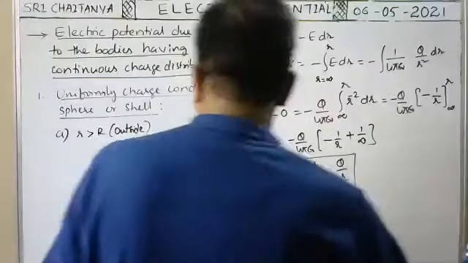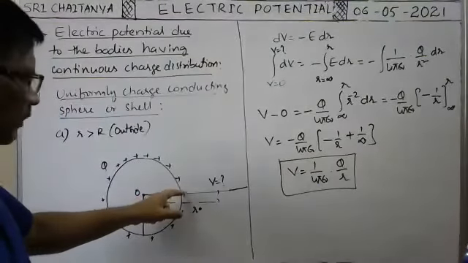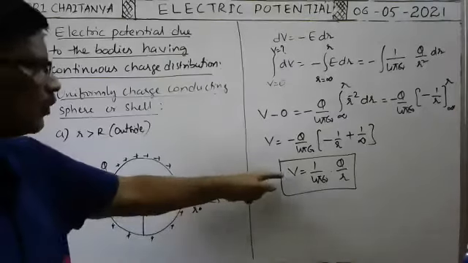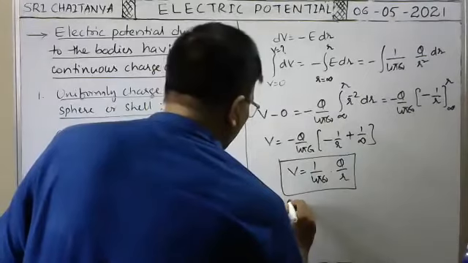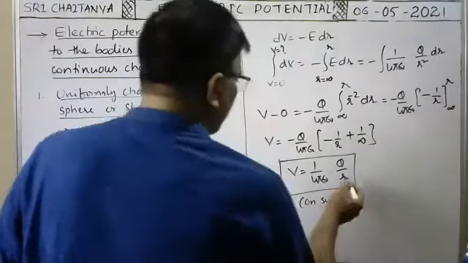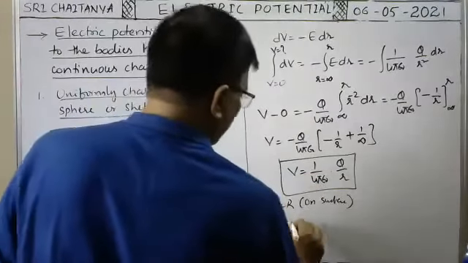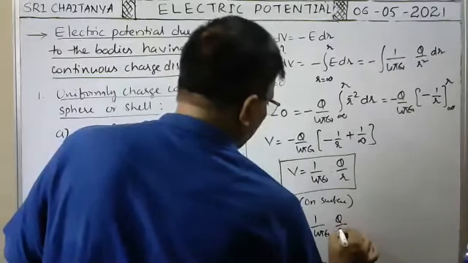Next, suppose a point lies on the surface of the sphere. Surface of the sphere means just outside the sphere, so we can use this formula. When small r is equal to capital R, that means on the surface. Instead of small r, you substitute capital R, that's all. V is equal to 1 by 4 pi epsilon naught into Q by capital R.